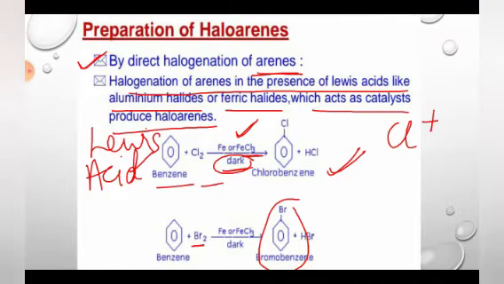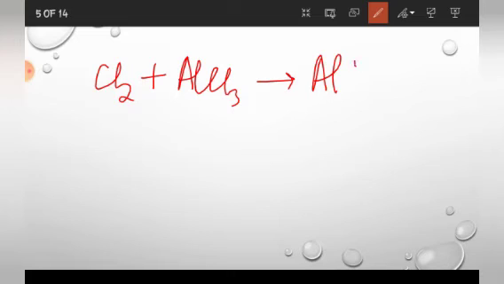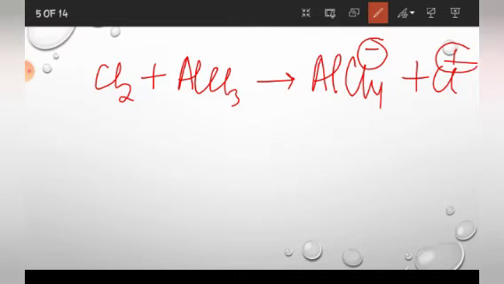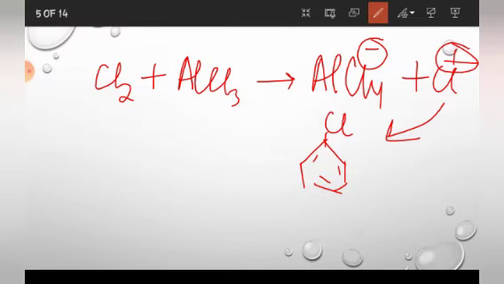Now if you need to see how it is possible, then see what will happen actually. The Cl2 we have taken, and suppose if we use AlCl3, then these will react to form AlCl4 minus plus Cl plus. This Cl plus will get attached to the benzene ring. Okay, this Cl plus will attach to the benzene ring, and the hydrogen will leave the ring by donating its electron, so that the double bond will be restored. So what will be the final result? That hydrogen of the benzene ring will be replaced by Cl.